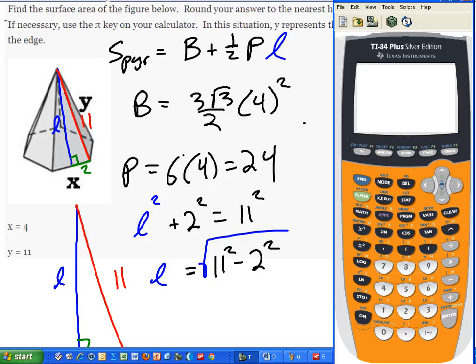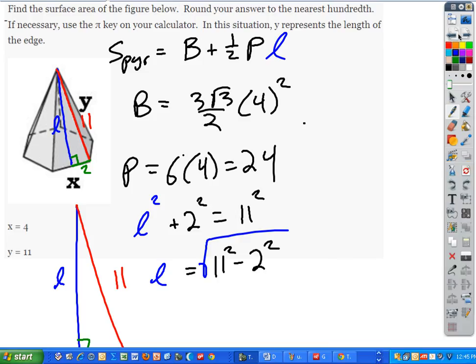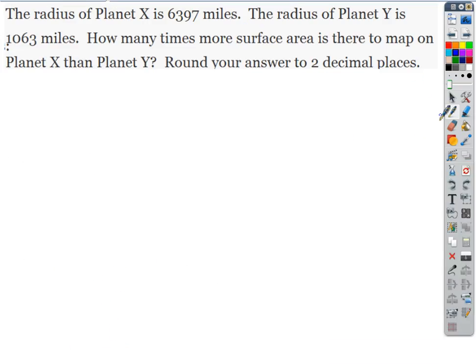Okay, this one. The radius of planet X is 6,397 miles. The radius of planet Y, quite a bit smaller, is 1,063 miles. How many times more surface area is there to map on planet X than on planet Y? Now, where people had trouble with this was not calculating the surface areas. That's pretty easy. The question was, how do you do this?